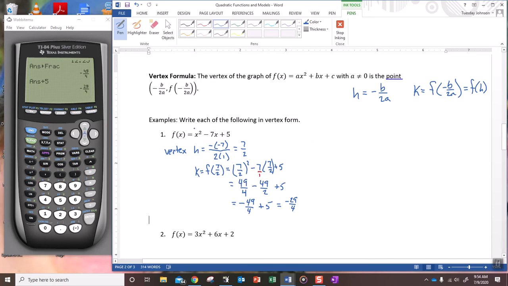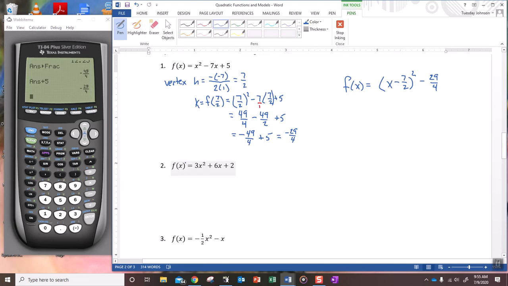The a value here is 1, so the a value in my vertex form is 1. Frequently, we do not write 1s out in front. You can, but it's not considered correct math form necessarily. And there we have vertex form. So let's do another one. Let's do another one where the a value isn't just a 1.